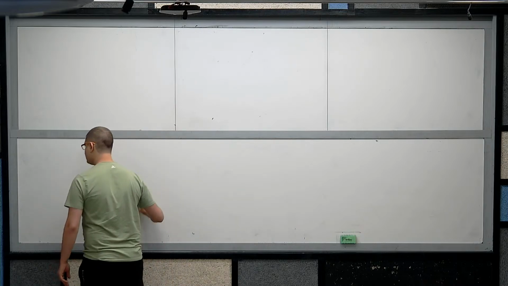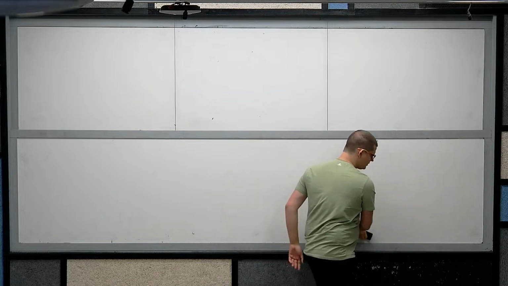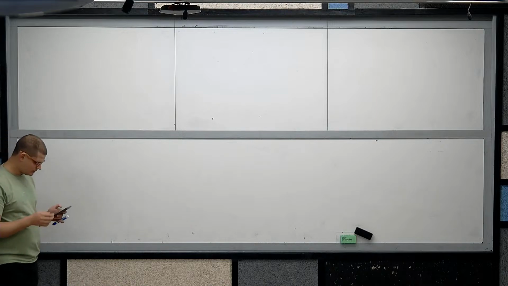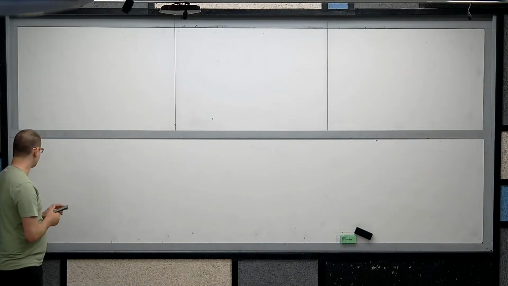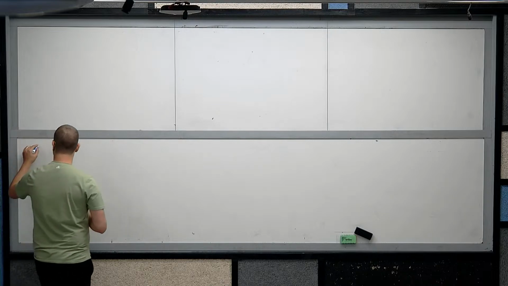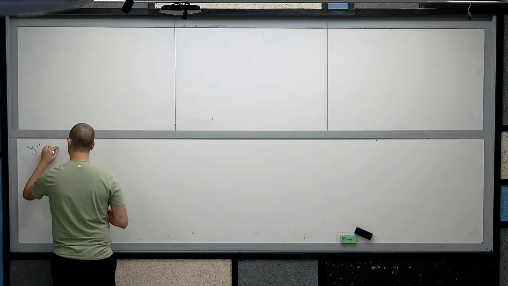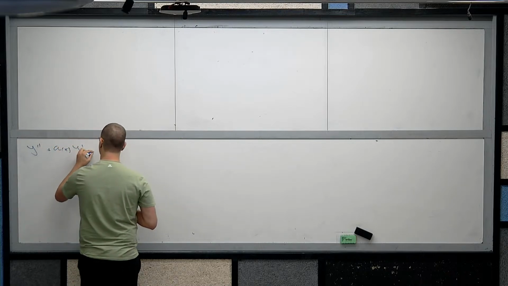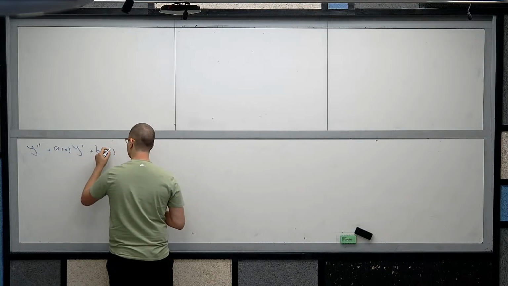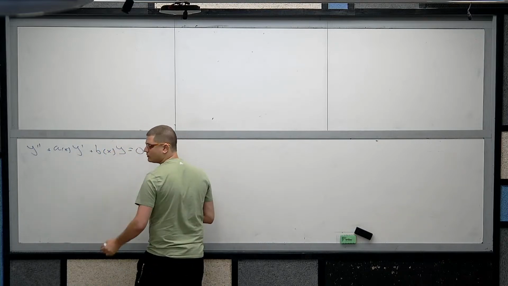So I will be able to just jump from stuff to stuff at the start. You saw how to write all equations in the form y double prime plus a of x, y prime plus b of x, times y equal to 0.